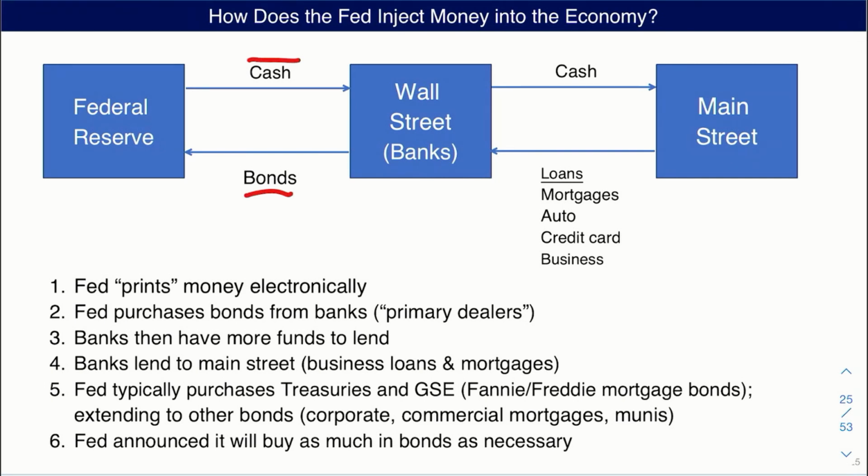And that cash gets its way to Main Street businesses that are borrowing from their banks. And then in exchange, those Main Street businesses are sending mortgages or auto loans or credit card loans or business loans, anything to Wall Street. They're packaging them up as part of a securitization product, and that becomes part of those bonds that the Federal Reserve is buying. So the Federal Reserve prints money. Whenever I say print, I usually mean electronically.